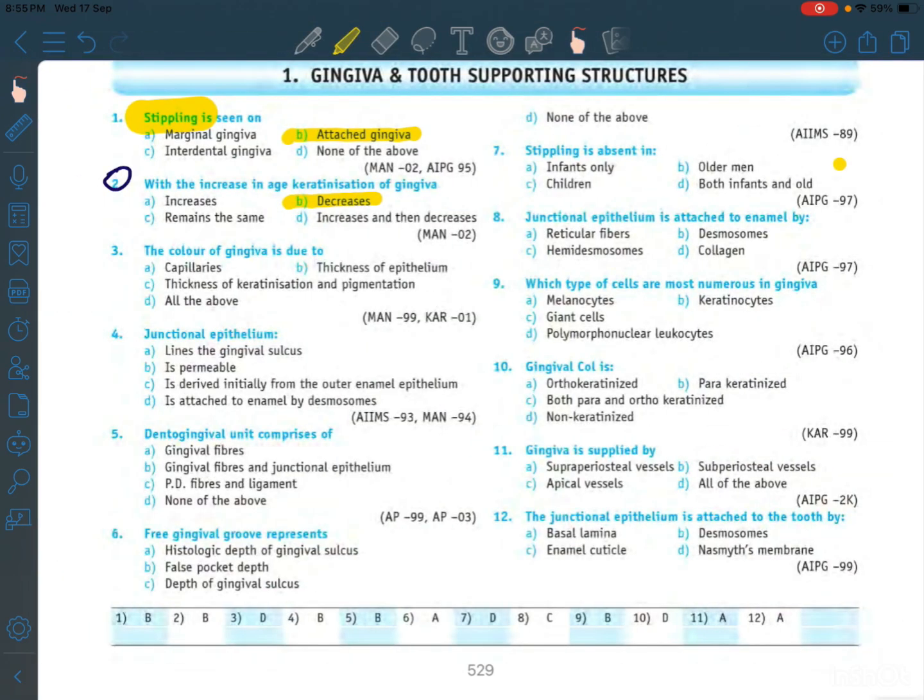Number three: the color of the gingiva is due to option A capillaries, option B thickness of epithelium, option C thickness of keratinization and pigmentation, and option D all of the above. Here it is asking about the color of gingiva, so the answer is all of the above. The color of the gingiva is determined by a combination of factors in both the epithelium and the underlying connective tissue. So what are those factors? The very first factor is vascular supply.